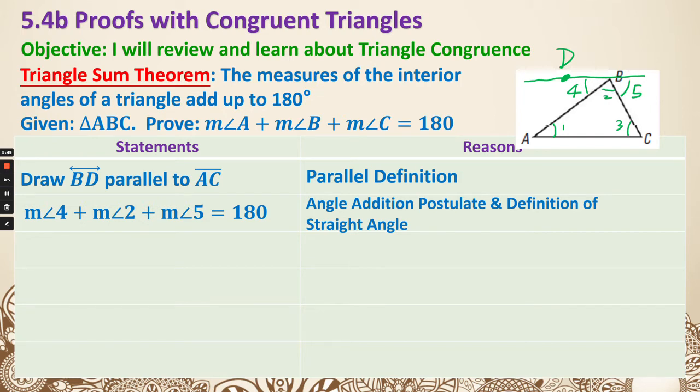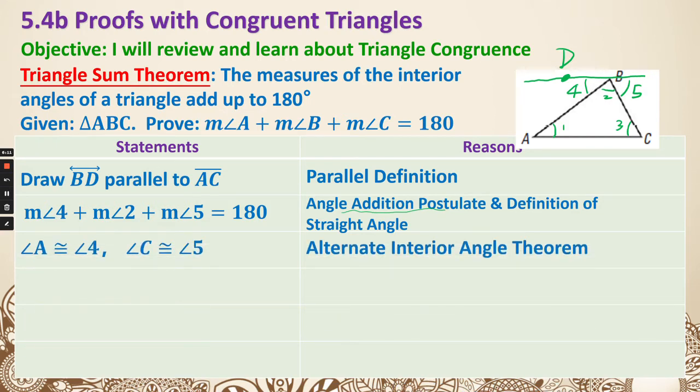So we can clearly see angle 4 and angle 2 and angle 5, they add up to 180 degrees. That is because these are three smaller angles, they add up to make this bigger angle. So angle addition postulate, and that is also the definition of straight angle. Because we're having a straight line, so that is straight angle.